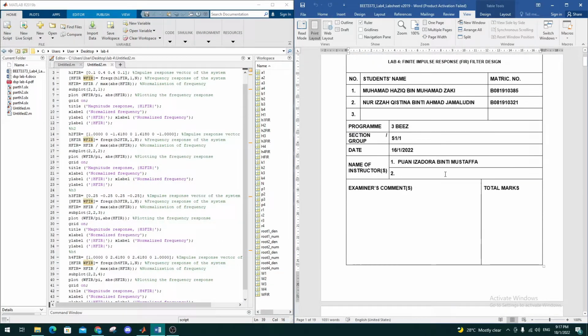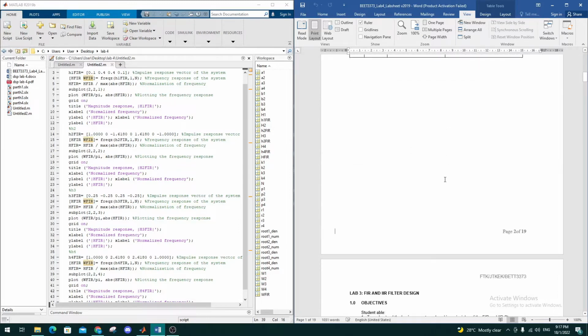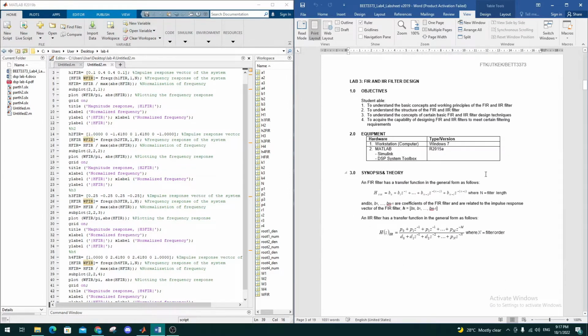Okay, first of all, let us know about what is finite impulse response. In signal processing, a finite impulse response filter is a filter whose impulse response, or response to any finite length input, is of finite duration because it settles to zero in finite time.